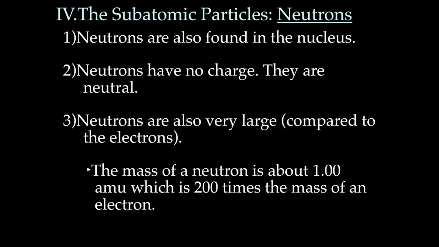All right, next up, the next subatomic particle is the neutron. Neutrons are also found in the nucleus. Neutrons are neutral. They have no charge, and we symbolize them as N with a zero, meaning no charge. Neutrons are also large compared to the size of electrons. They're about the same size as a proton, also having a mass of about 1 AMU.